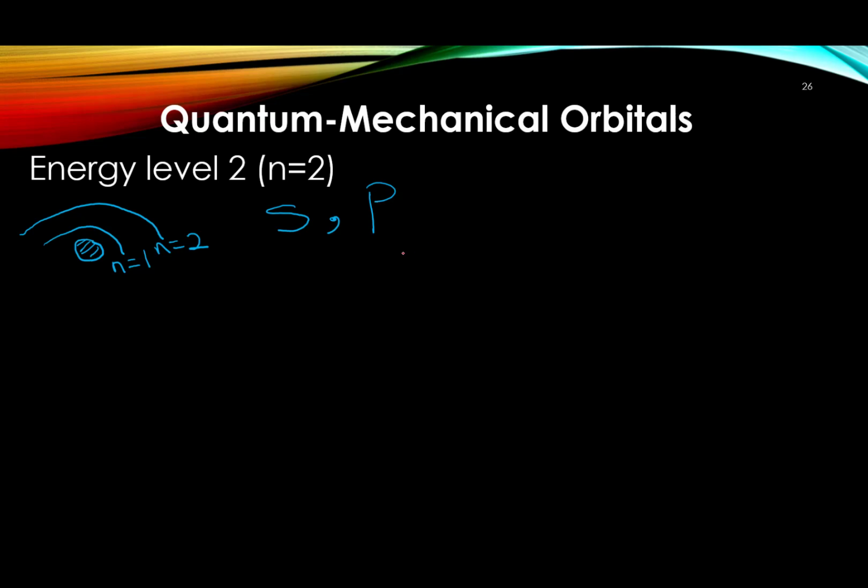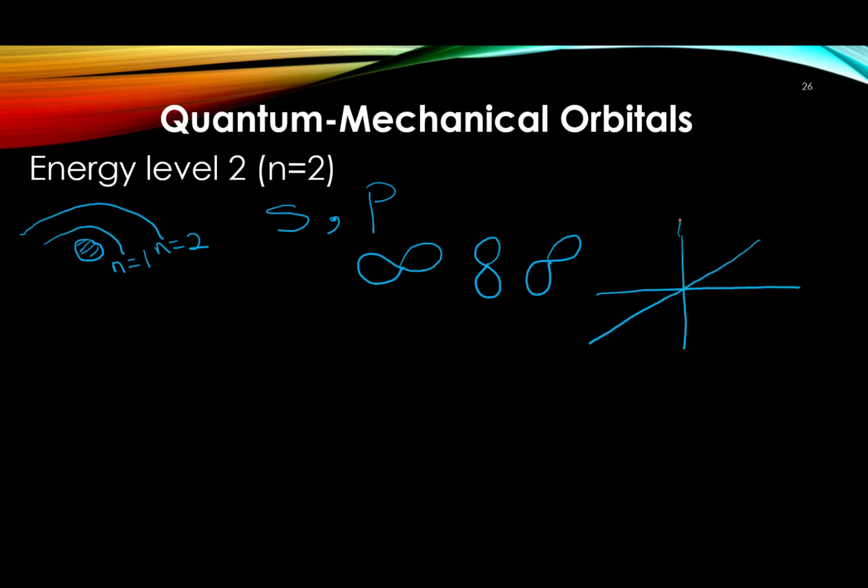P orbitals look like dumbbells. That's a p orbital. This is a p orbital, this is a p orbital, and that's a p orbital. Then if you think about the axes on a graph, we have x, y, and z. Let me change the color.